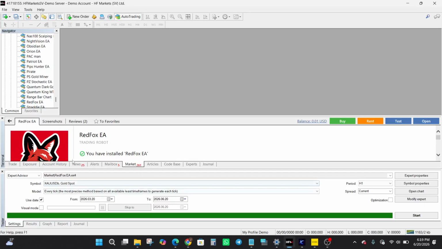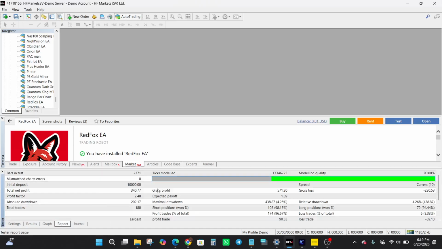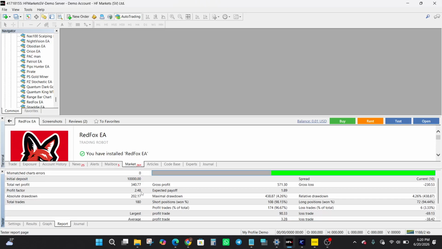Let's also see how the RedFox EA performed on gold on the 1 hour time frame using the every tick model over the past 3 months. That's from March 20th to June 20th, 2026. Okay, so here I can see that from an initial deposit of $10,000, the total net profit was $340.77. Out of 180 trades taken, 174 were profitable. This is pretty impressive. That gave us a 96.67% win rate.